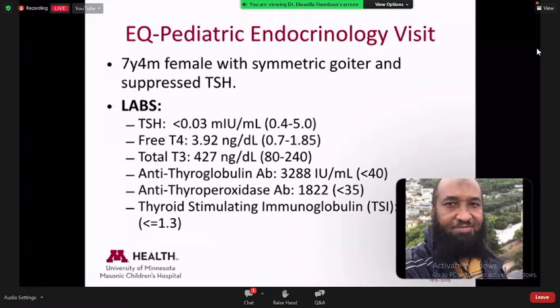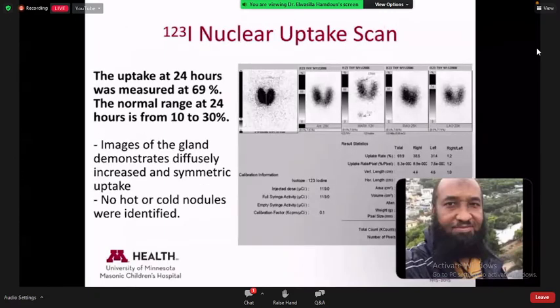And then also the endocrinologist did thyroid antibodies, anti-thyroglobulin antibodies, anti-thyroperoxidase antibodies. All of them are high, but the most important of them is the thyroid stimulating immunoglobulins, which is also high. Now things are getting much clearer. And then a nuclear uptake scan that showed increased uptake at 24 hours, measuring at 69%.